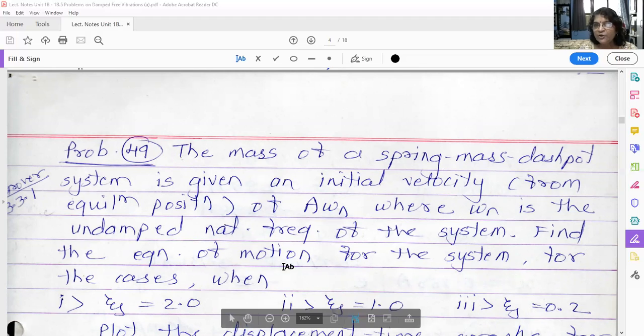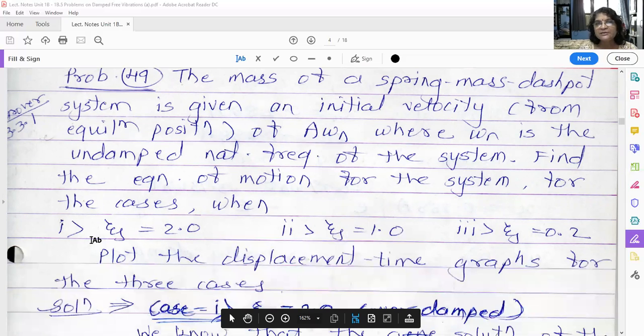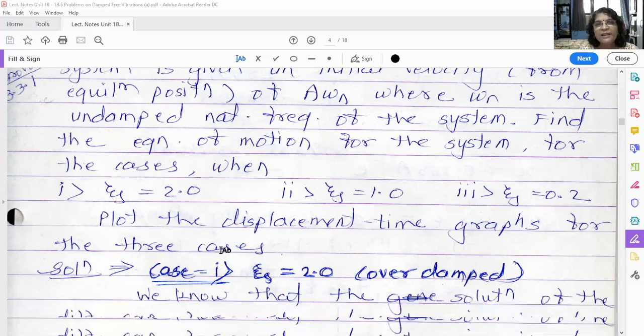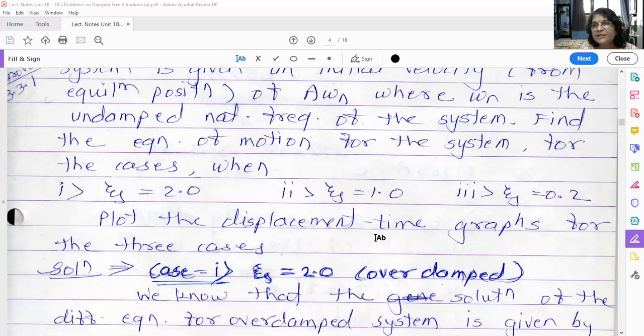Find the equation of motion for the system for the cases when, what is the first case? Zeta is equal to 2.0. Find out the equation of motion. When zeta is equal to 1.0, that is the second case, find out the equation of motion. And for the third case, zeta is equal to 0.2, again we have to find out the equation of motion. And finally, we have to plot the displacement time graph for these three cases.